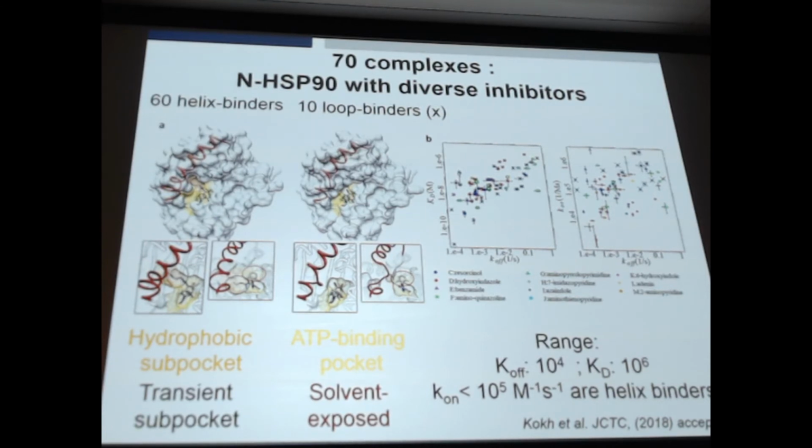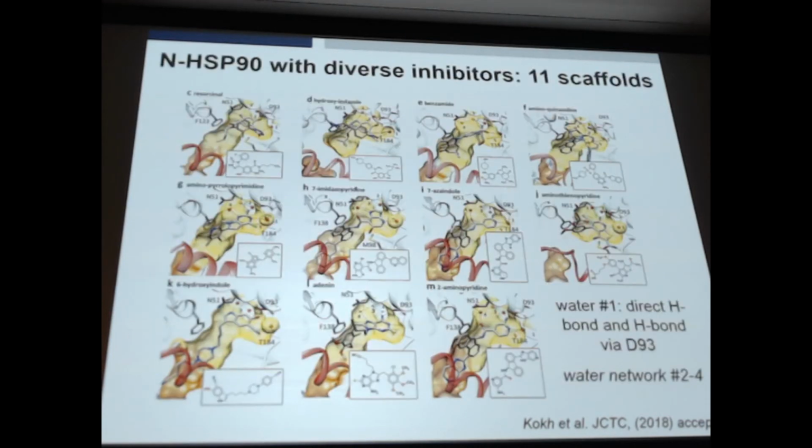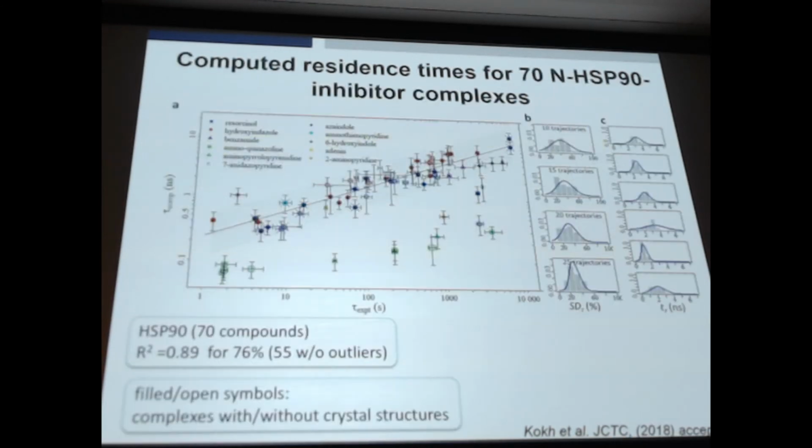Here we were lucky enough to have a large data set with 70 complexes consisting of helix binders and loop binders. They are very diverse inhibitors. They occupy both the ATP binding site and this hydrophobic pocket under the helix and another solvent pocket, and have a quite wide range of kinetic parameters. This just shows they have 11 different scaffolds with different interactions with solvent in the binding site as well.